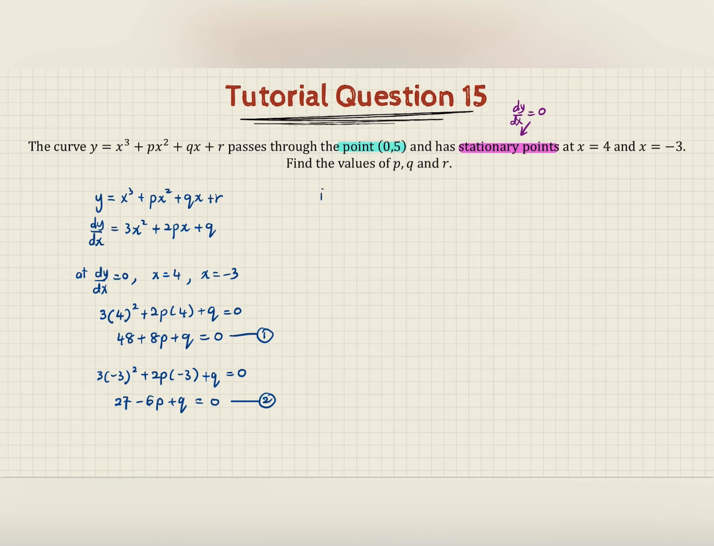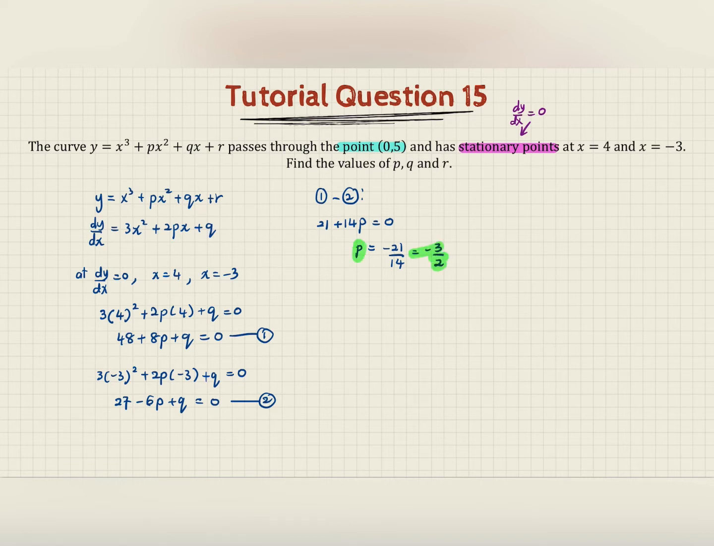So, saya gunakan 1 tolak 2. Okay, 48 tolak 27, kita dapat 21. 8 tolak negatif 6, so 14. Positif 14. Q tolak Q 0. And Q will be 0. And P kat sini kita dapat negative 21 over 14. Ataupun kalau simplify dapat negative 3 over 2. Okay, so kat sini kita dah dapat value of P. Okay, P is equals to negative 3 over 2.